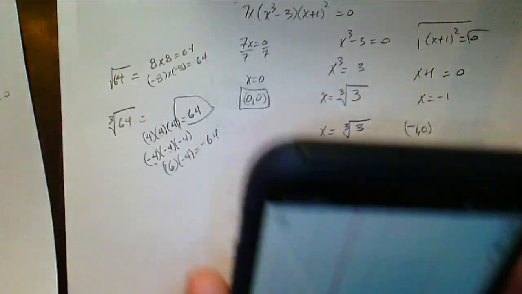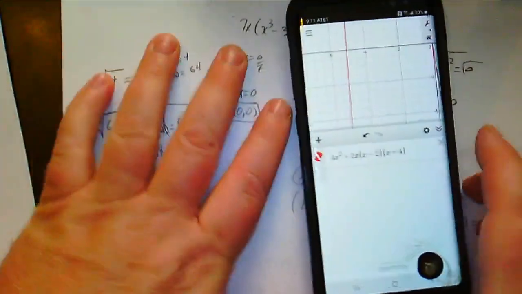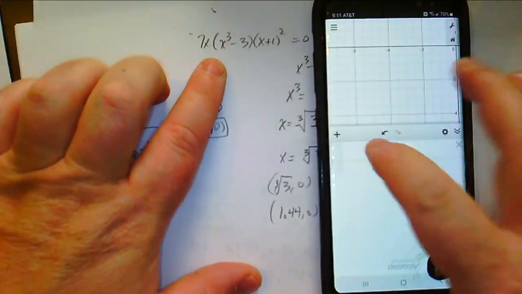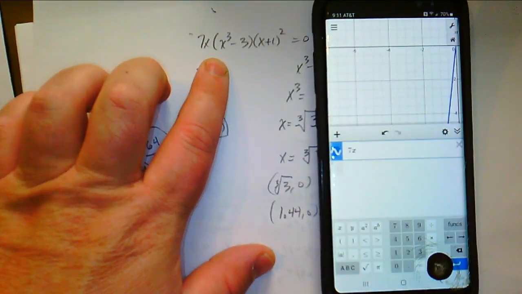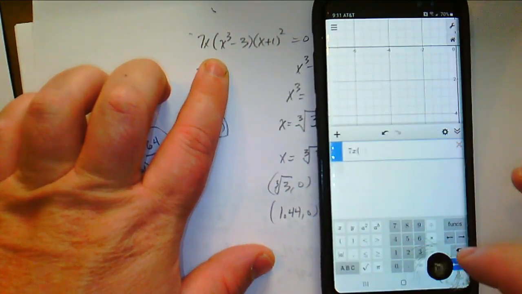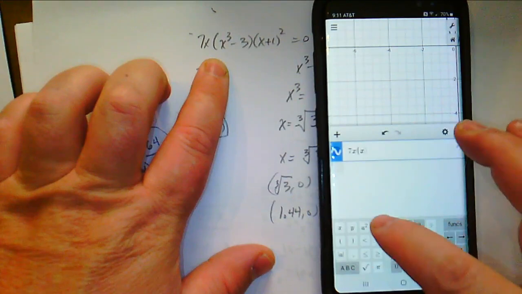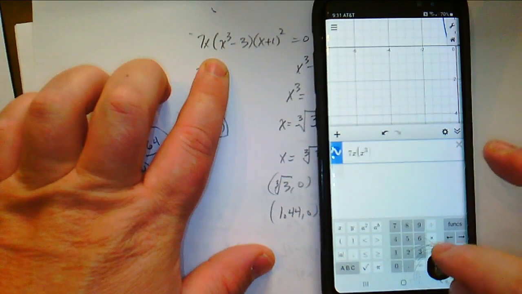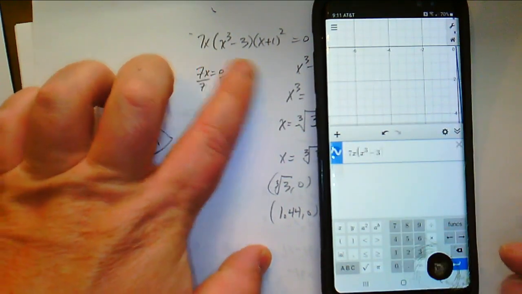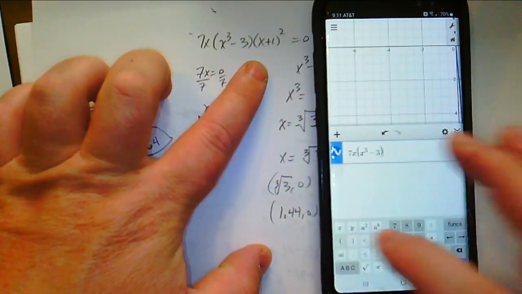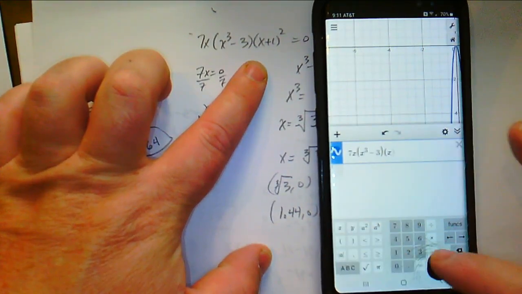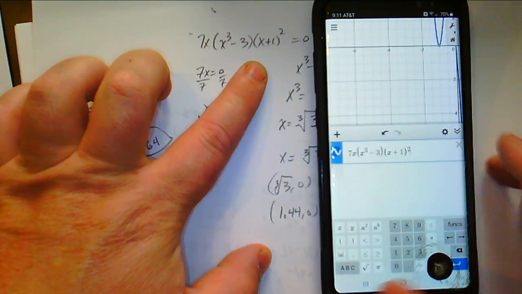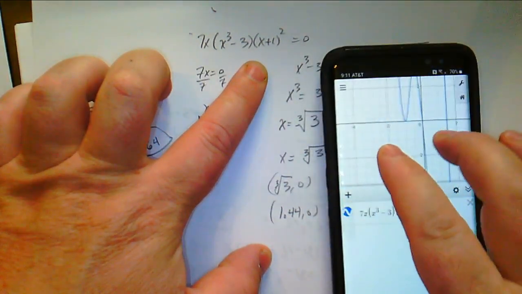All right, so let me get our phone ready. See, yep, we can see all that. So let's plug in our equation. Here's what we got. We got 7x, and then times x to the third minus 3, and then close that parentheses, next group, x plus 1, close parentheses, squared, and let's see how we did right here.